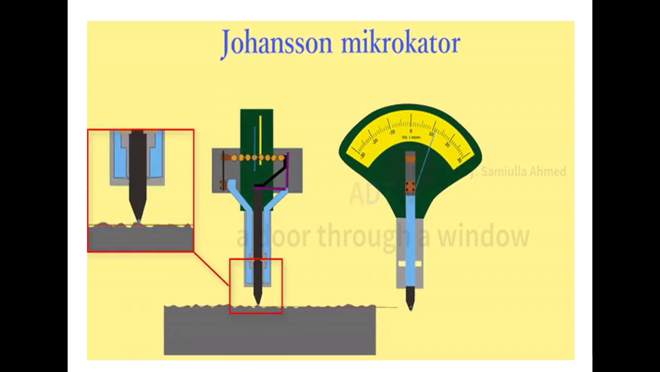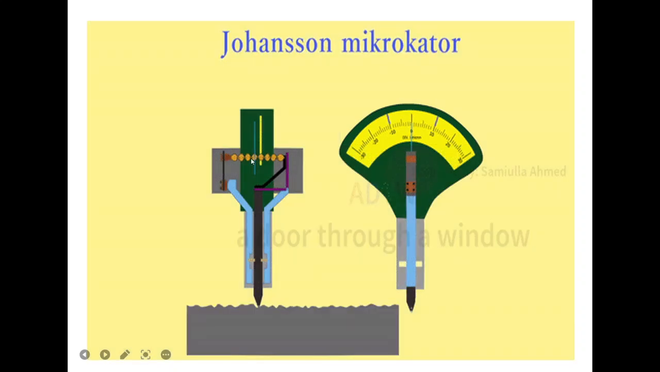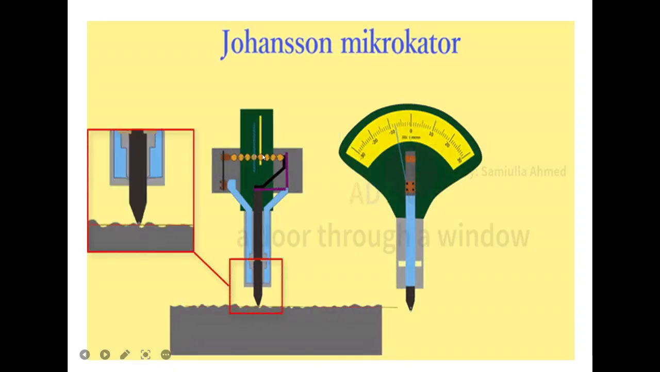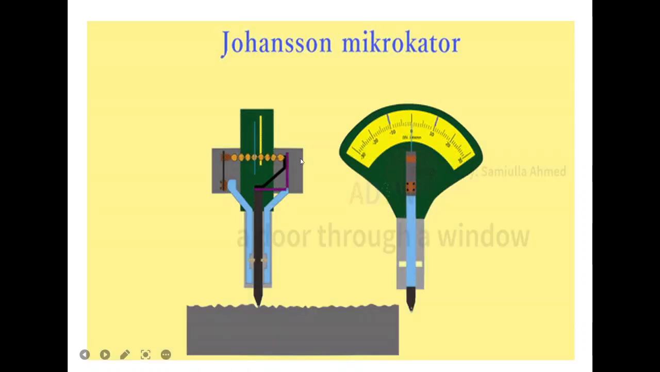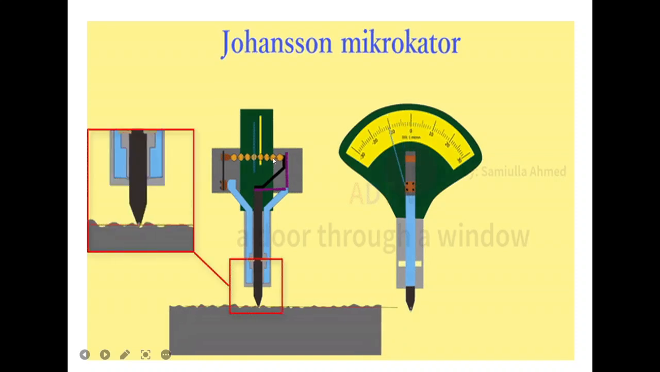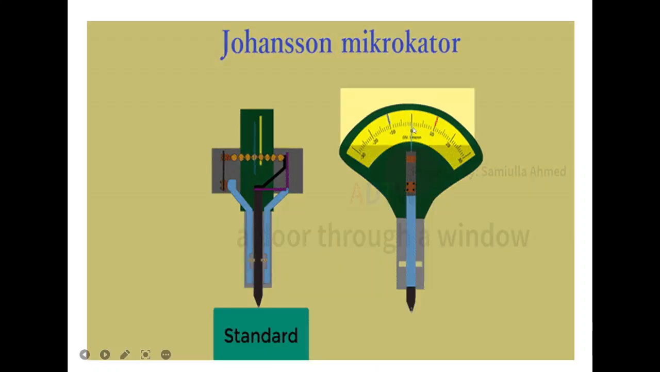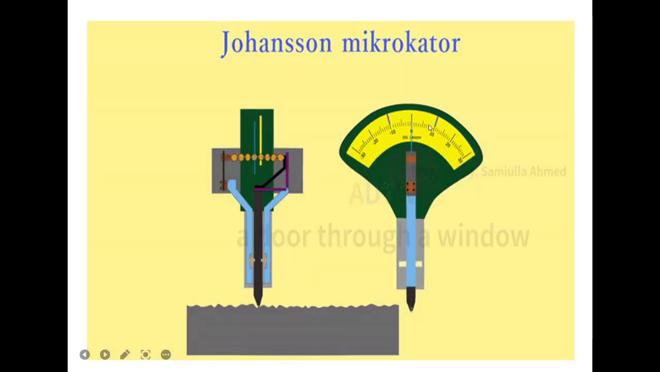So you can see this movement of the bell crank lever here, and due to that movement, the twisted metallic strip at the center will elongate, or its length will increase or decrease. So due to that, your pointer will move on the calibrated scale.